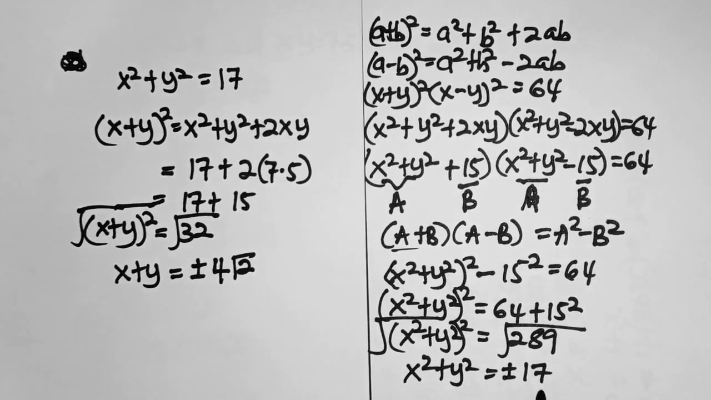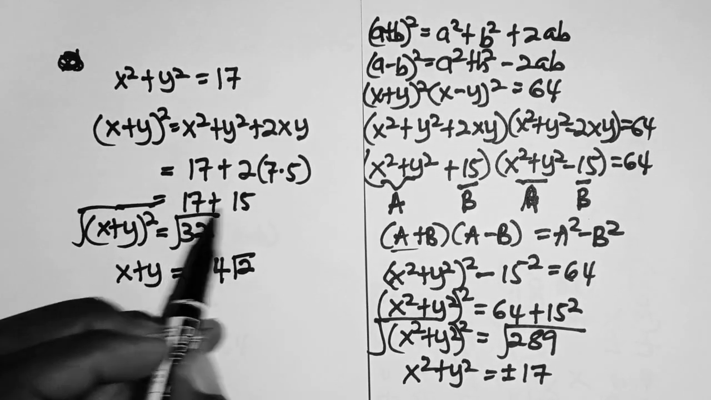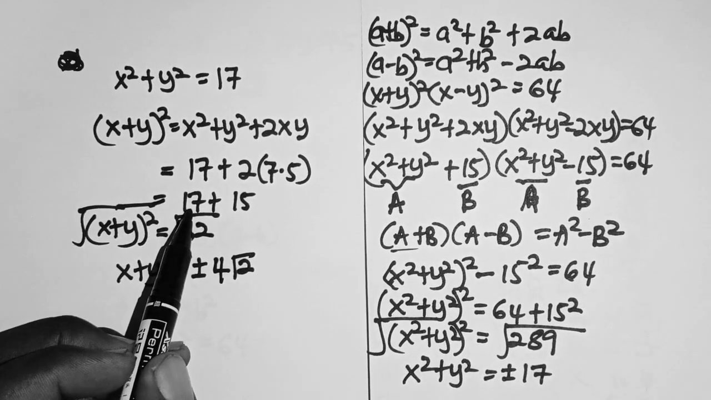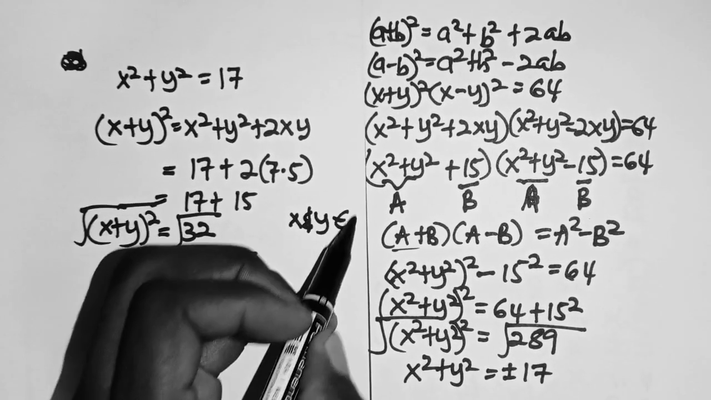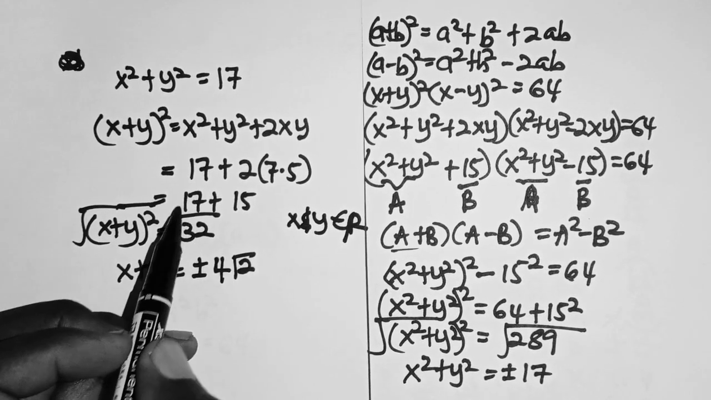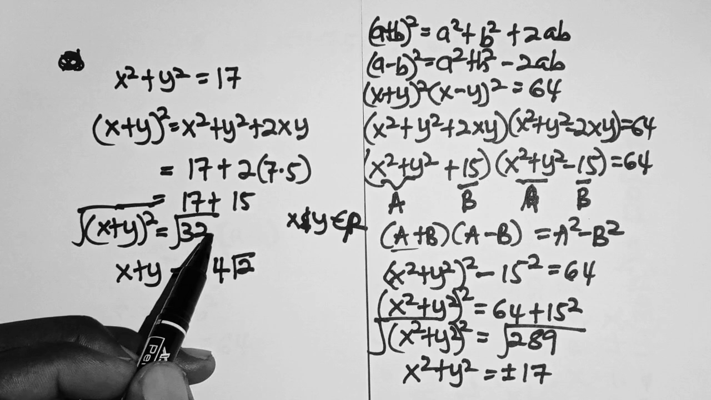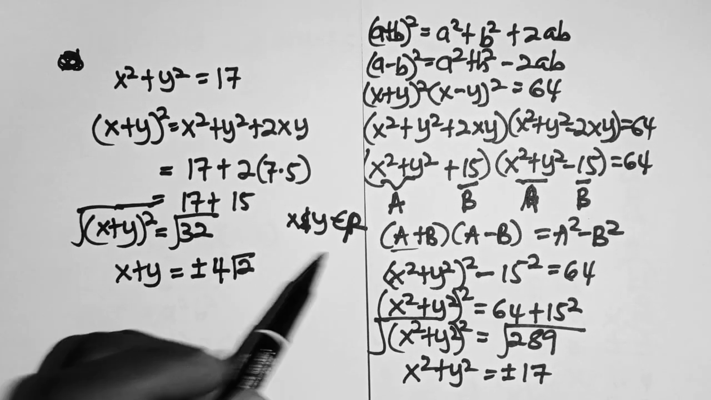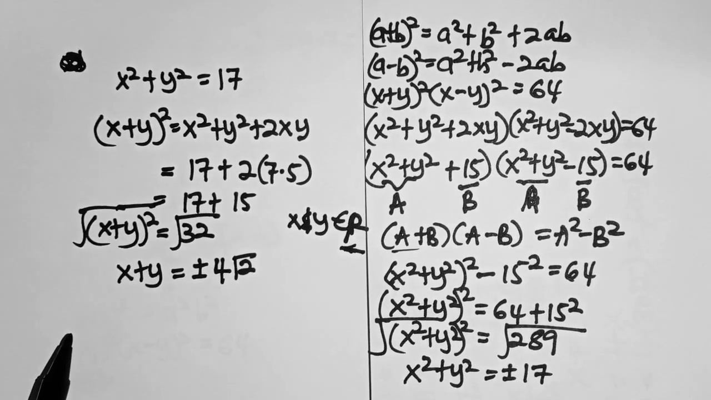Now, remember that we got the value here as plus or minus 17. And the reason why we use the positive part of the 17 and we ignore the negative part is because from the question, it says that x and y are real numbers. So if we use negative 17 plus 15, that is equal to negative 4. Sorry, that is equal to negative 2. And the square root of negative numbers will give us imaginary numbers, which are not real numbers. And that's how come we use the positive part of 17.